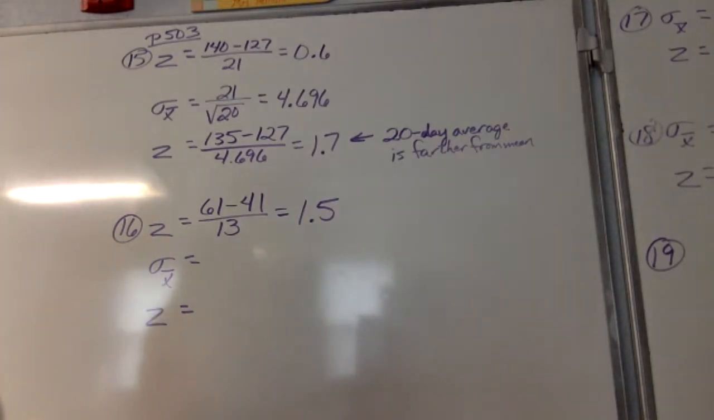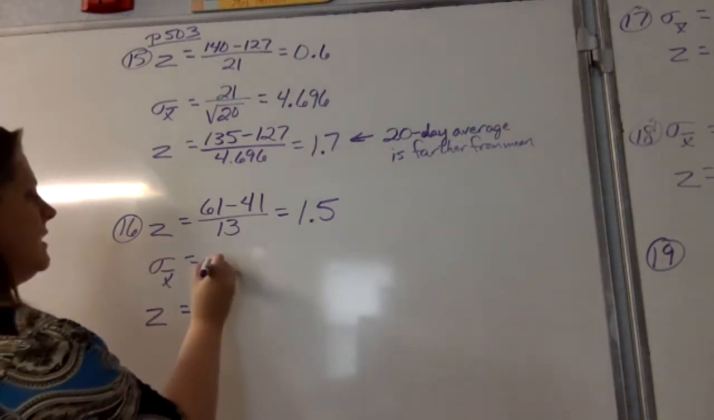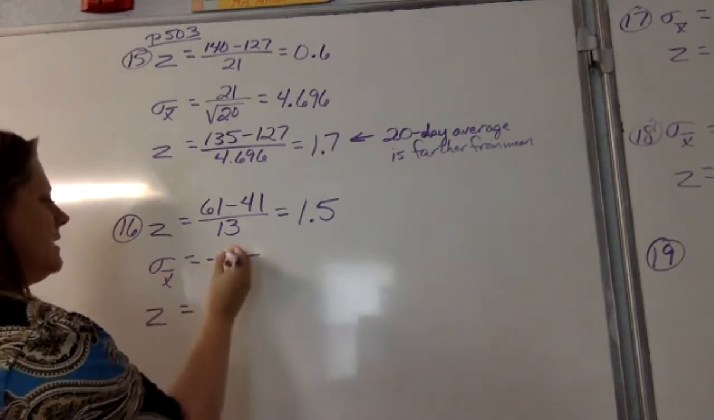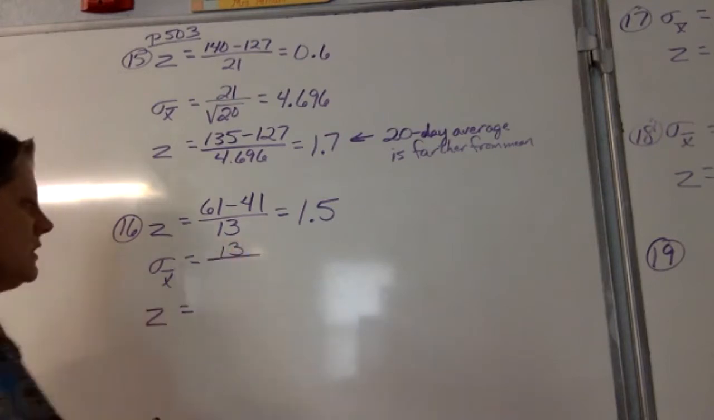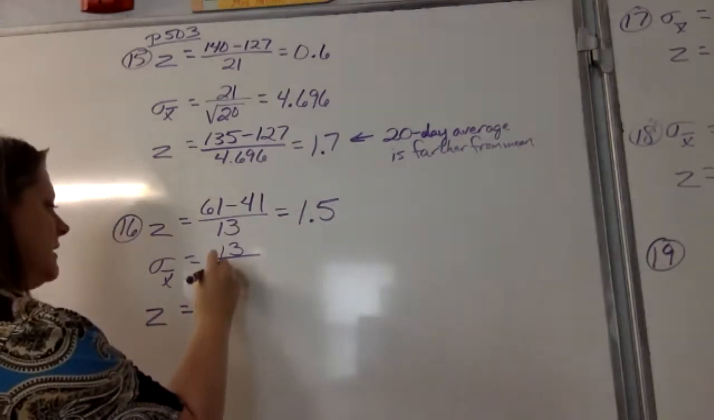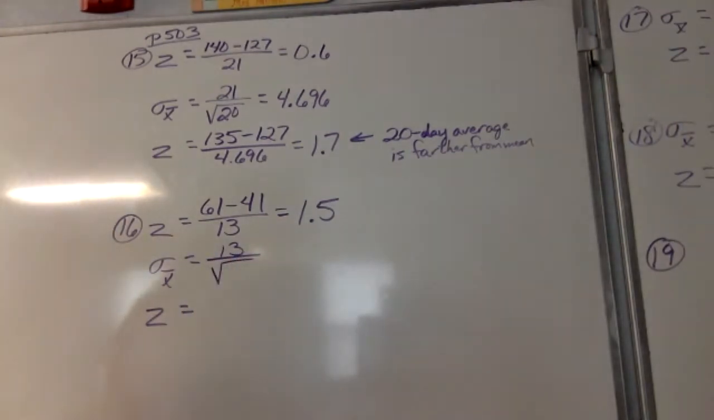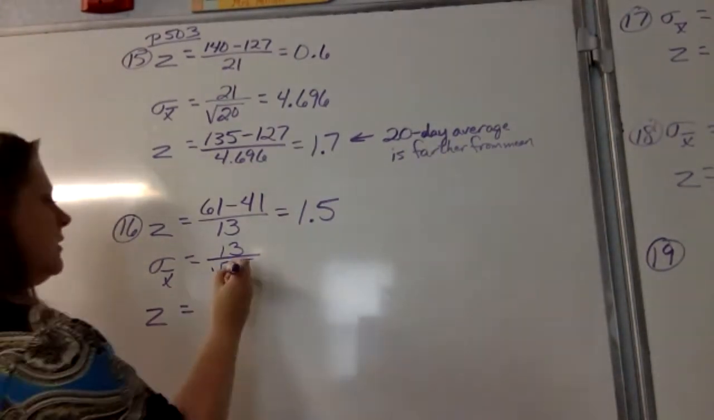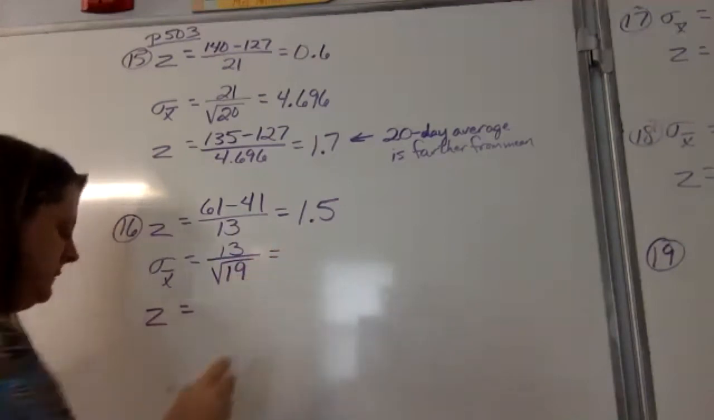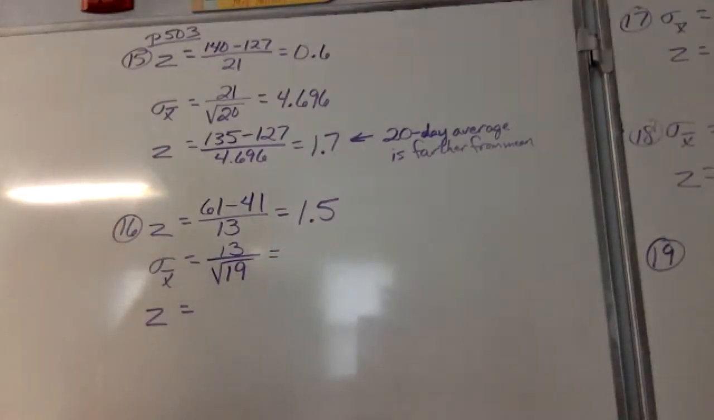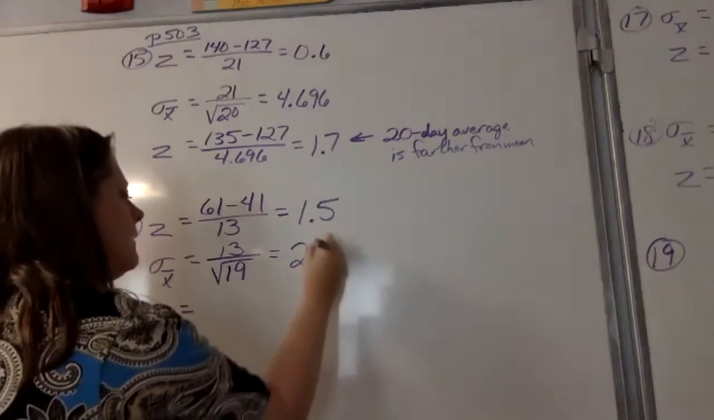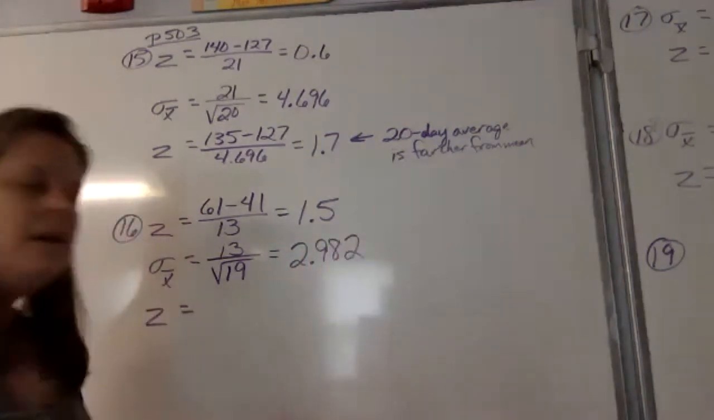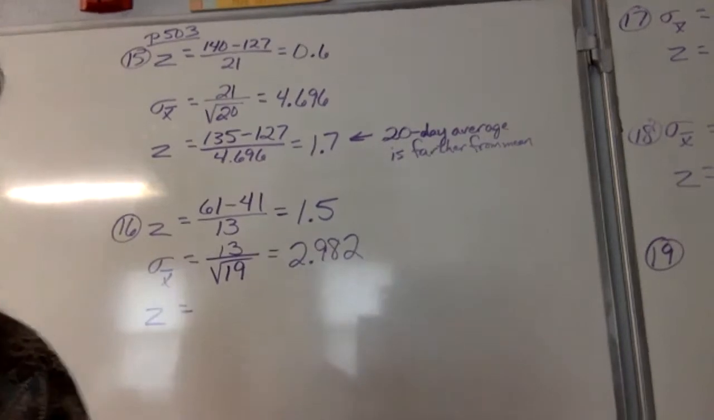Now we do our standard deviation of the mean. The standard deviation of the mean takes our regular standard deviation of 13 and divides it by the square root of the sample size. The sample was a 19-person sample, so you're going to divide that by the square root of 19. I got 2.98. 2.982. Because on those, we keep 3 decimal places.